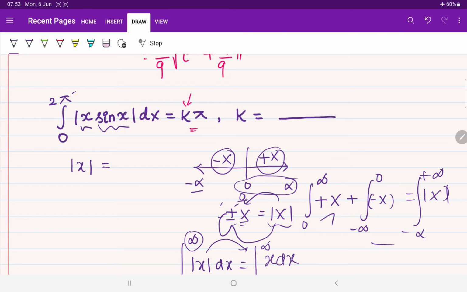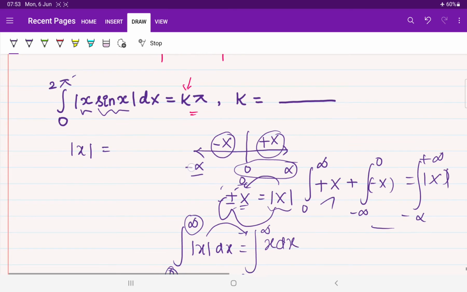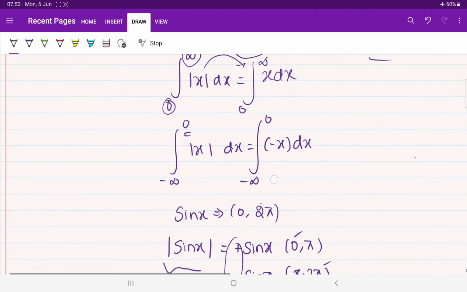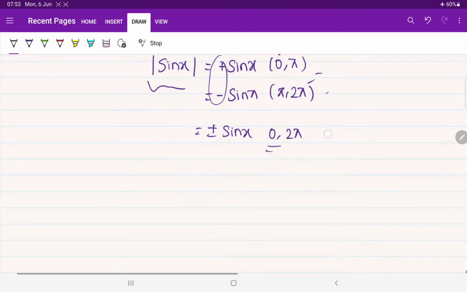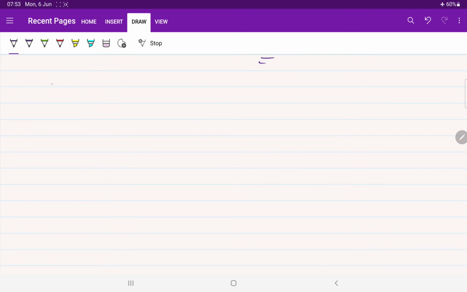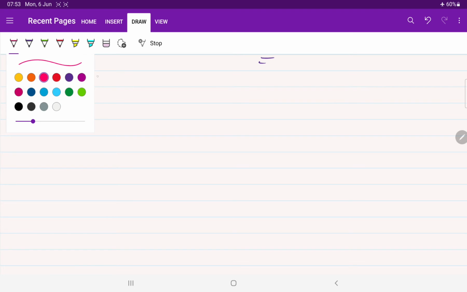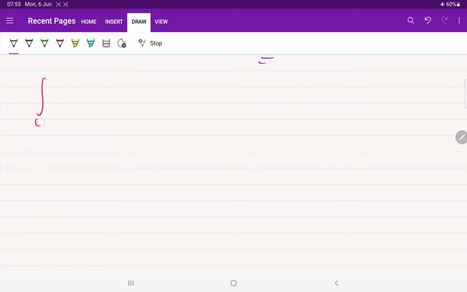But mod of sin x can be written as plus sin x between 0 to pi, and minus sin x between pi to 2 pi. Just now I have defined its limit. So your given function can be further rewritten as follows. Let me take the function and write it. Actually it is defined as the integral from 0 to 2 pi of mod of x into sin x into dx. This will be equal to, let me write x in this way such that it will be easy for you to understand, x times mod sin x.